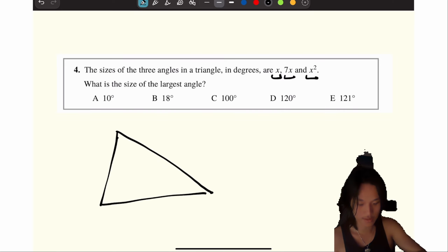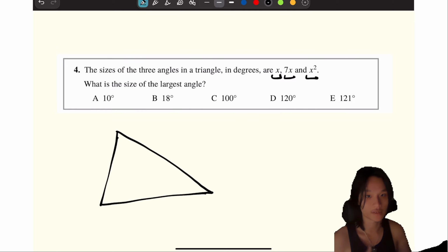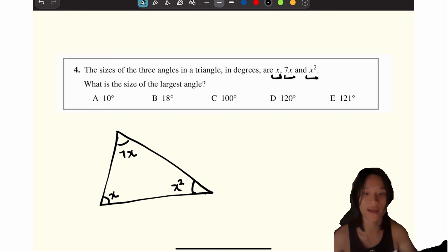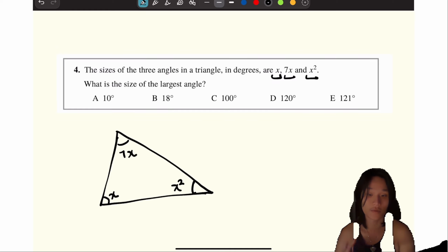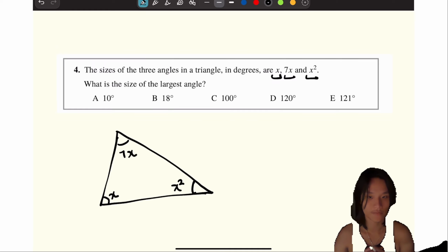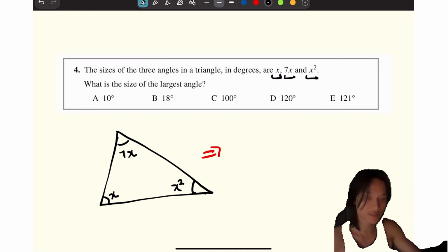Right, this is any triangle, and we label the degrees of the triangle. Let's call this x, and then this one 7x, and then the last one x squared. Okay. Now, we know that the sum of the degrees in a triangle is 180. So what we want to do now is to sum up these three angles like this.